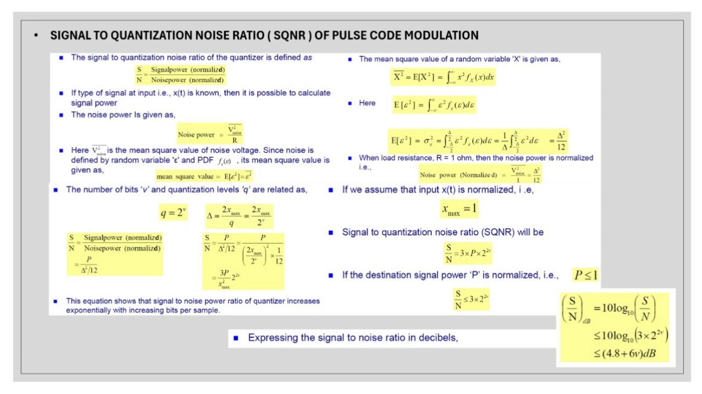Here we can see that the signal to noise ratio in decibels is 10 log(S/N), where S represents signal power and N represents noise power.